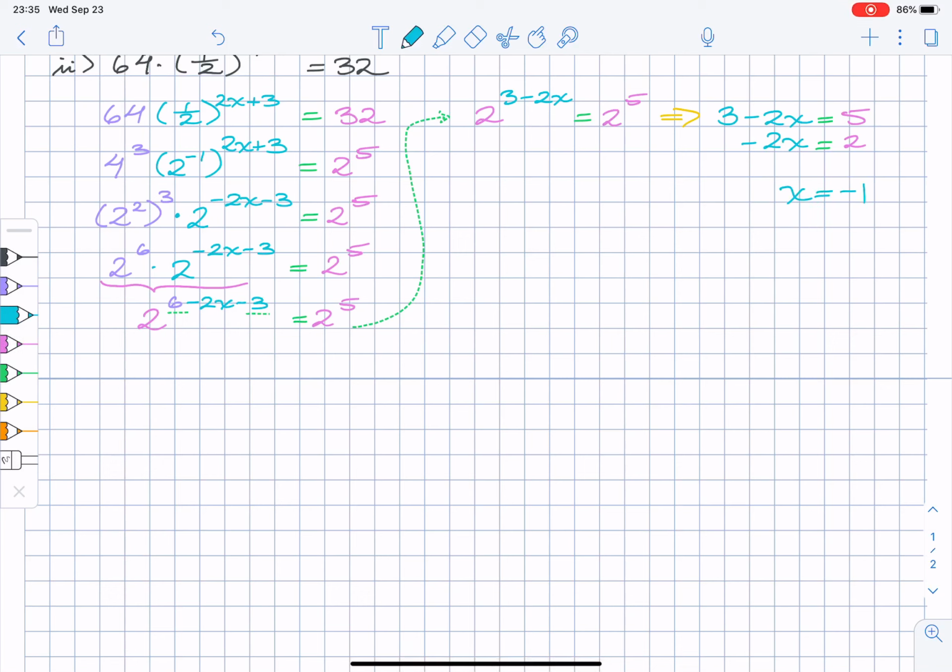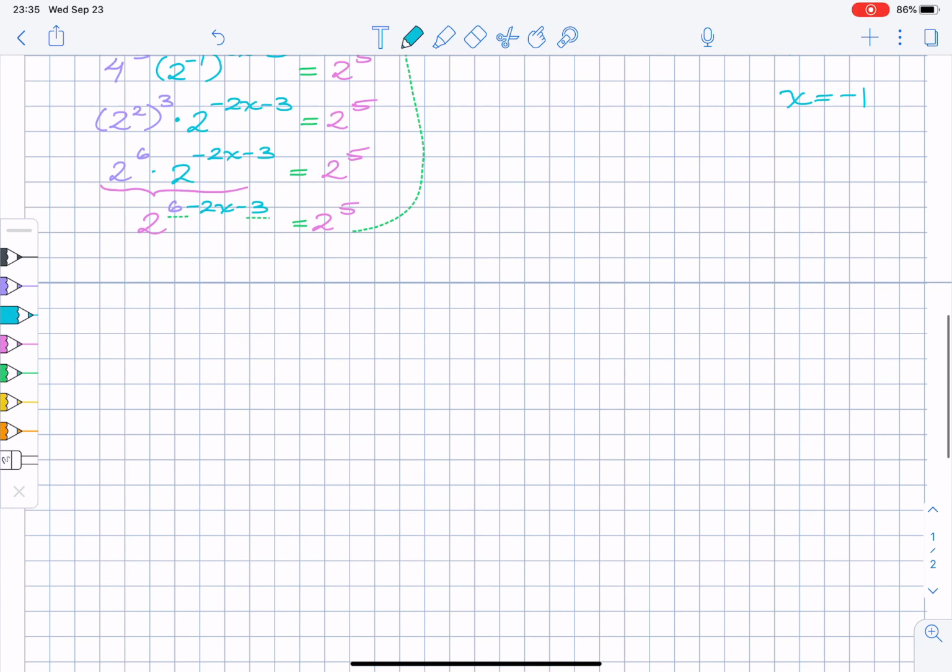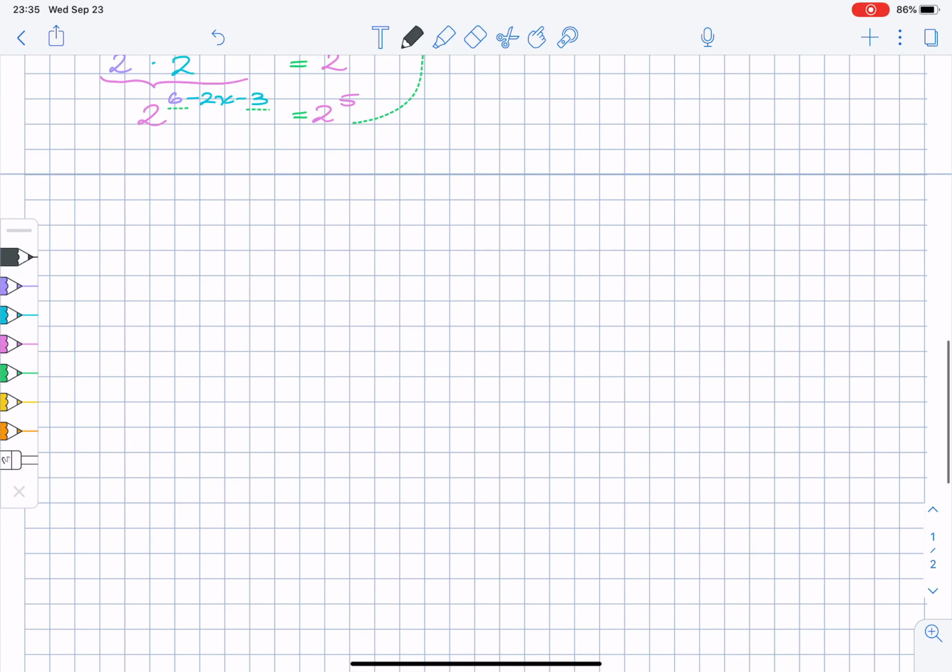And there we are. Okay, so let's do one more for good measure. So number 3. Let's say we have 243 times 9 to the x minus 1 is equal to 3 to the 2x. Okay, so 243 times 9 to the x minus 1 is equal to 3 to the 2x.